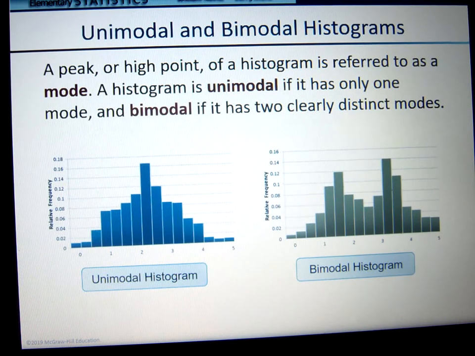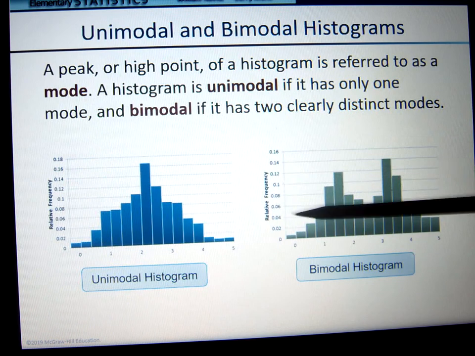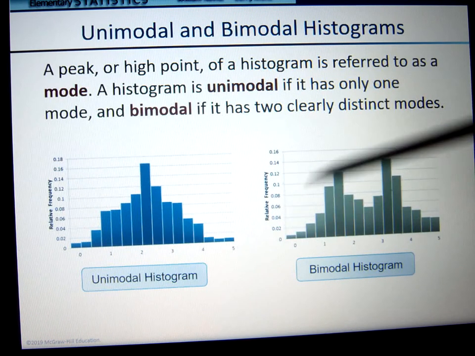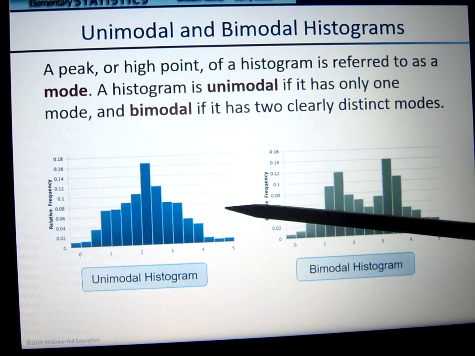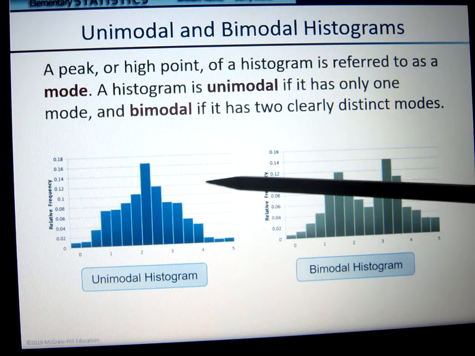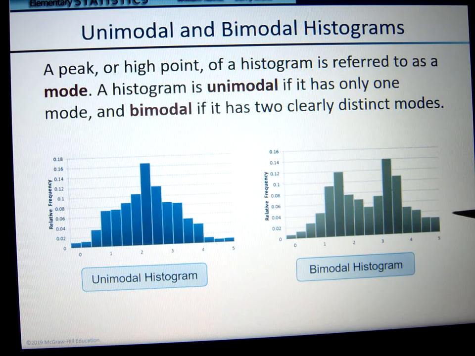Now, the peak or the high point of a histogram is referred to as the mode. A histogram is unimodal if it only has one mode. It's bimodal if it distinctly has two places that are higher. So this is unimodal, this is bimodal. Unimodal is the one that you will see the most. Bimodal is not as common. Usually if something turns out being bimodal, then you might want to consider changing your graph, because you might have things that are mixed up a little bit, and it might require two graphs to really give the proper picture.